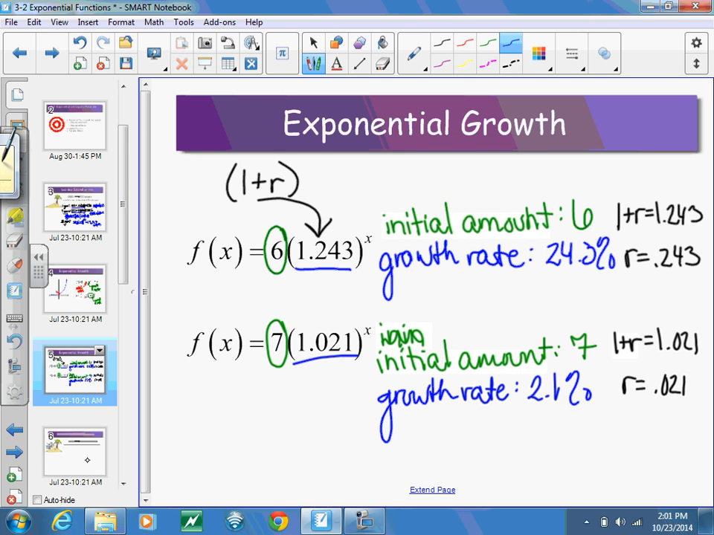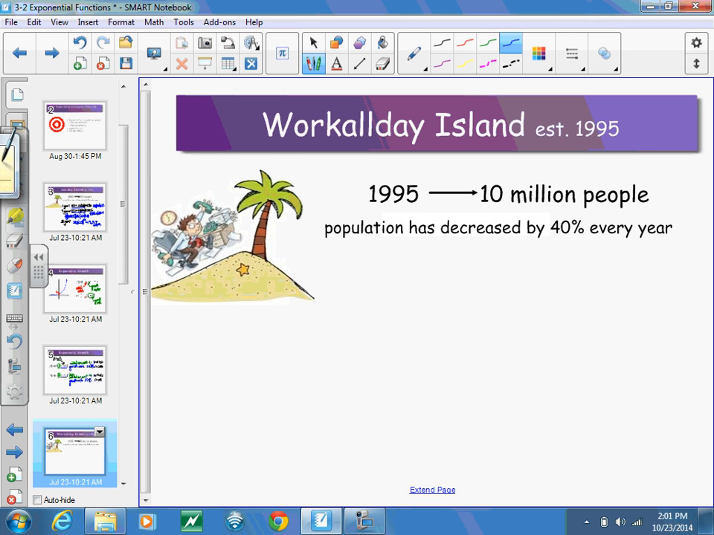Now we're going to take a look at an example of exponential decay where we have Work All Day Island. So completely the opposite of Lazy Day Island, where you work 24/7. You are constantly doing something. This was established in 1995. People thought it was a good place to go because it was on the beach. And then all of a sudden they realized that it's not all that fun and dandy. So they started leaving once they discovered Lazy Day Island.